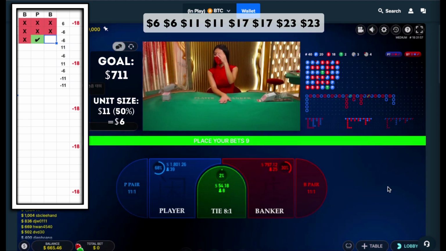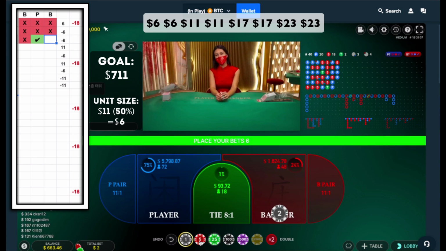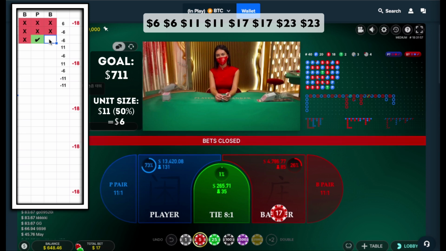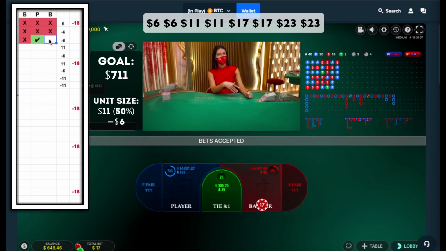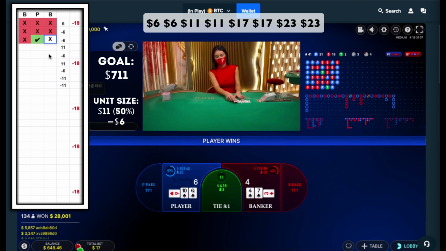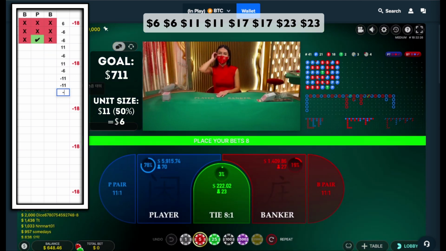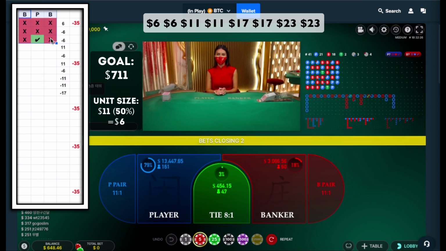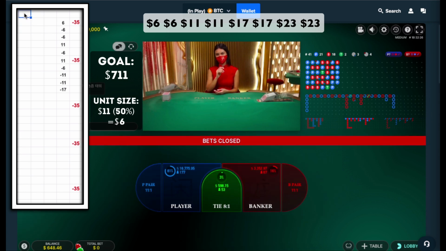Okay, looking for the check mark here. 17 on bank. Let's see if we can finally break the X pattern here. Nope, player wins, and unfortunately an X has formed on us. That is okay because we are not at our stop loss just yet. I'm going to clear everything here and look for a new 3 pattern.